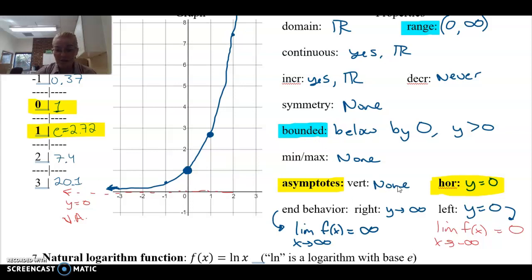There are no vertical asymptotes, but there is this horizontal asymptote on the left side only. The right end behavior: y is running to positive infinity as x goes to infinity.